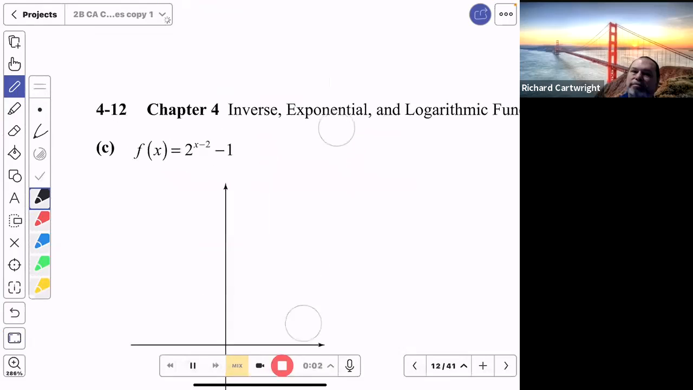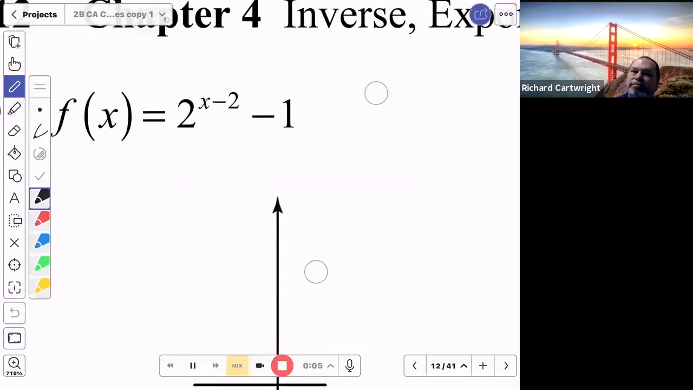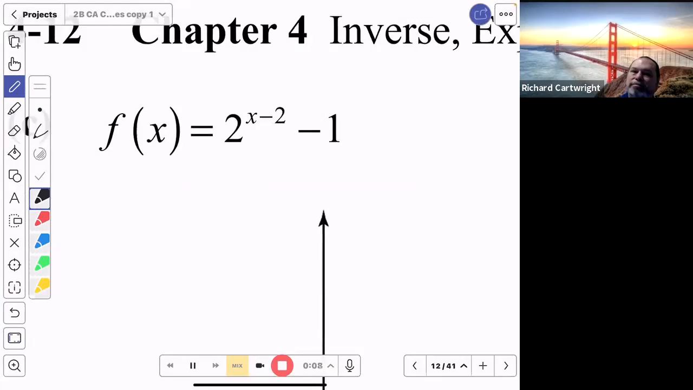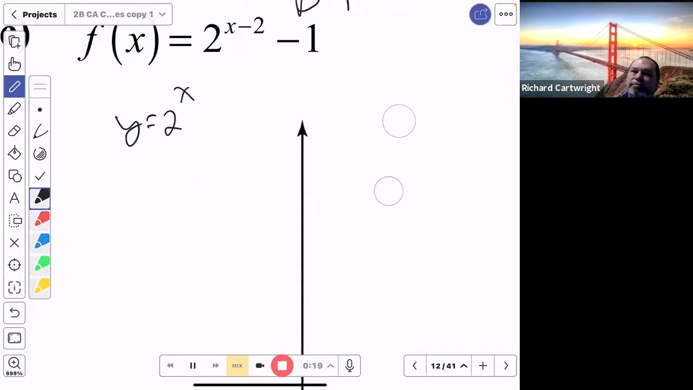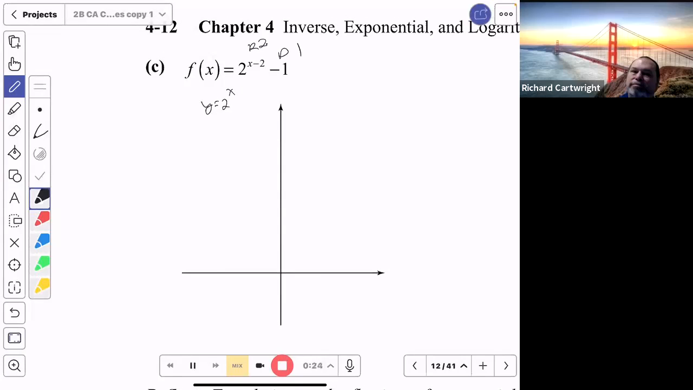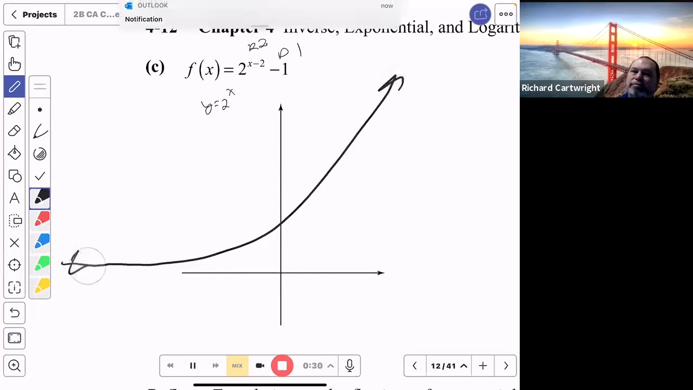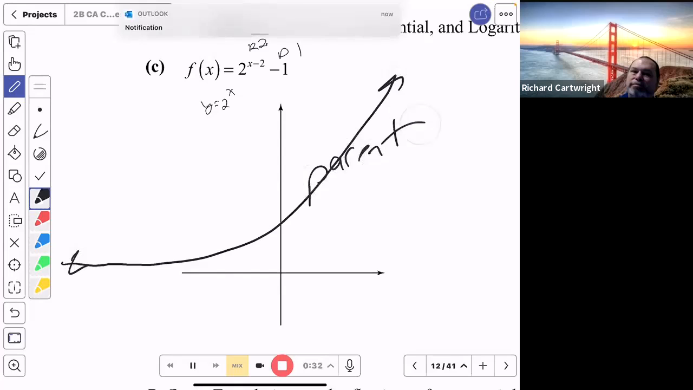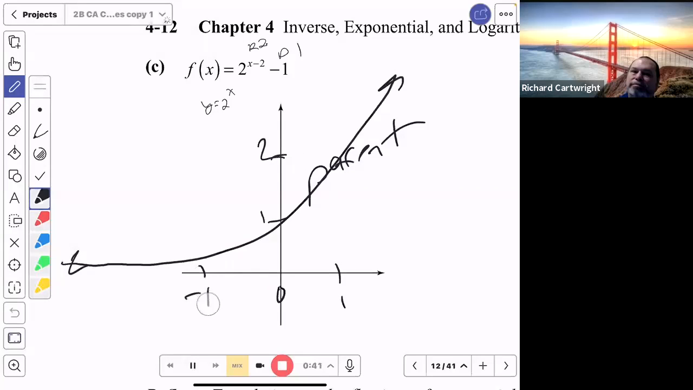Okay, the hardest of them. Look what's happening: 2 transformations. Right 2, down 1. Let me use my parent again. If I'm doing a fast sketch, it's nice to know what the parent looked like. And the parent looked like that. That's the parent. And yes, that was a 0, and that's a 1, and that's a 1, and that's a 2, and that's a -1, and that's a half.